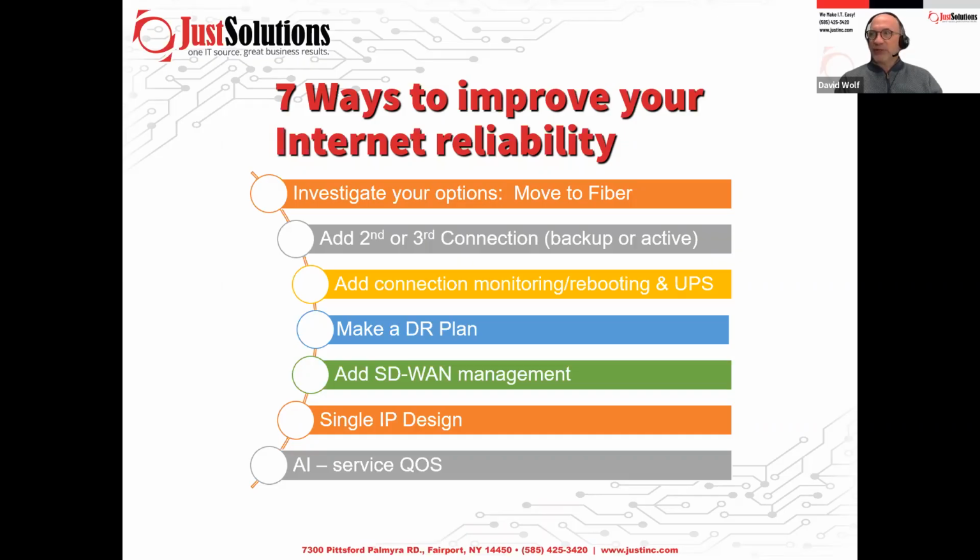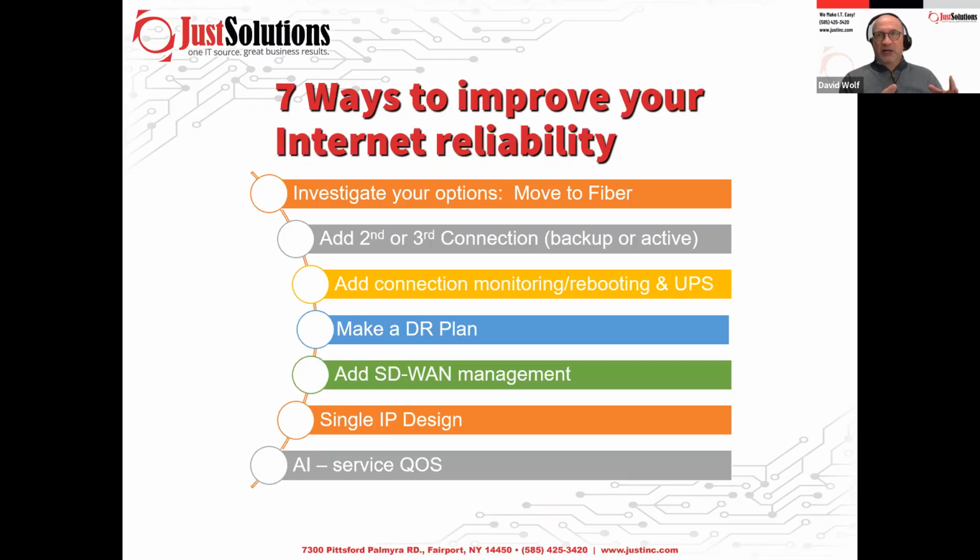Add a second or third connection. You can actually have multiple connections. To help demonstrate this, we're adding 4G LTE. Eventually it'll be 5G, but we're adding that so we can demonstrate our fiber connection, our coax connection, and a 4G backup connection. So all three of them can be running at the same time, and the Big Leaf can manage that for us. The next option, number three, is add a connection monitoring or rebooting device.